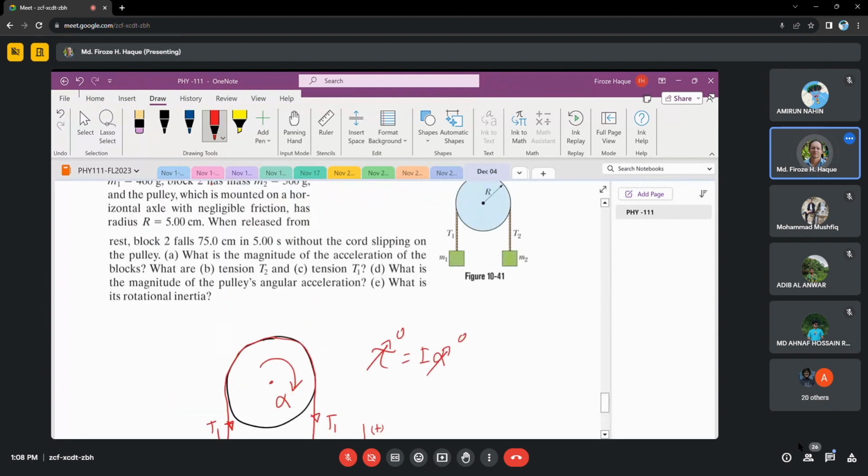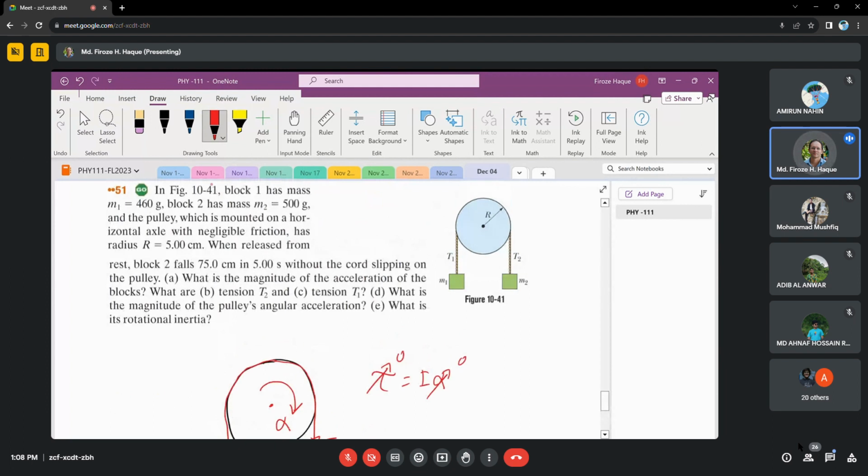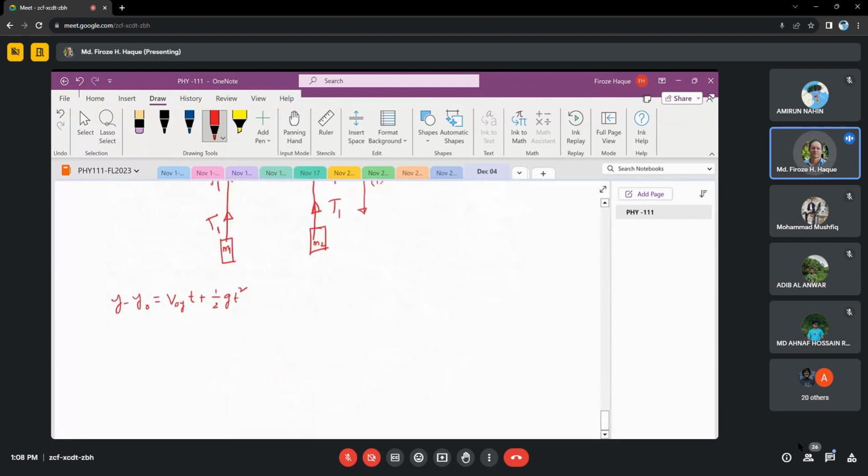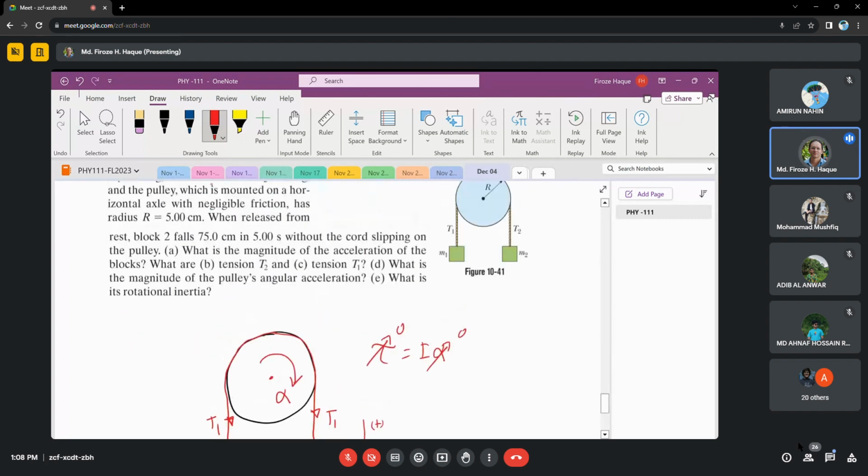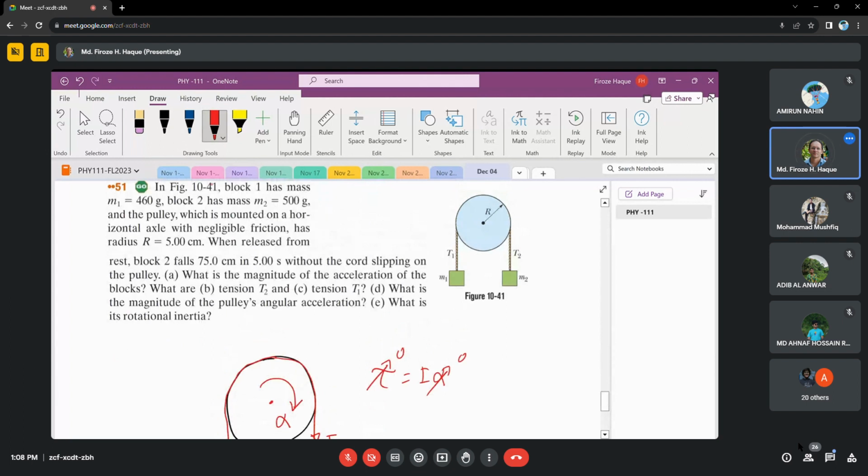Time is given, 0.5 seconds, and how far it fell, that is also given. So y minus y naught is given, and then v naught y. What is v naught y? Initial velocity or speed? Yes. So it's also given, since we release from rest, right? So that means it will start with 0, right? So that means that will be 0.